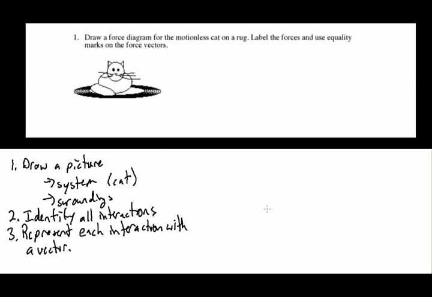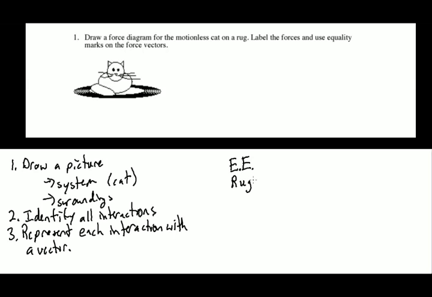Okay, so let's look at this cat. There's the cat. Let's make a list. We're going to identify the pictures there. There's the cat. There's the rug. Let's identify all of the interactions. Let's make a list of all of the things that are interacting with the cat. So, here's the list. The earth, which we identify as E because it's not just a chunk of the earth, this is the entire mass of the earth pulling on the cat. We also have the rug.